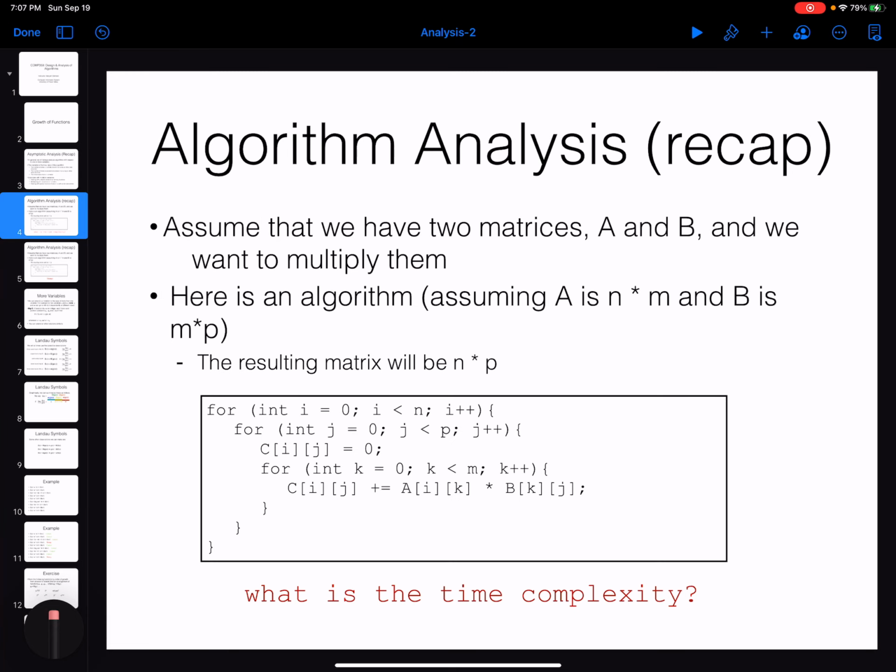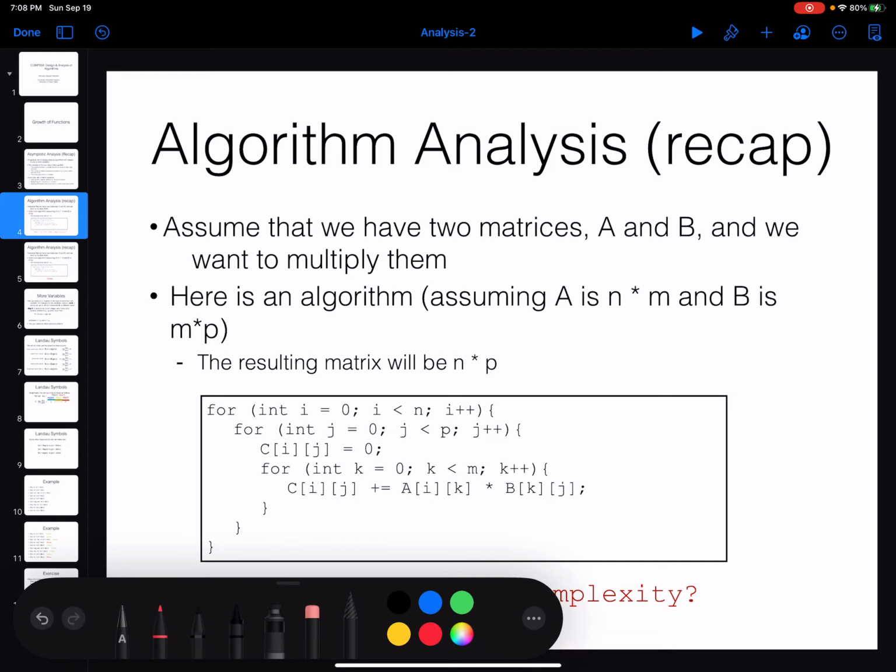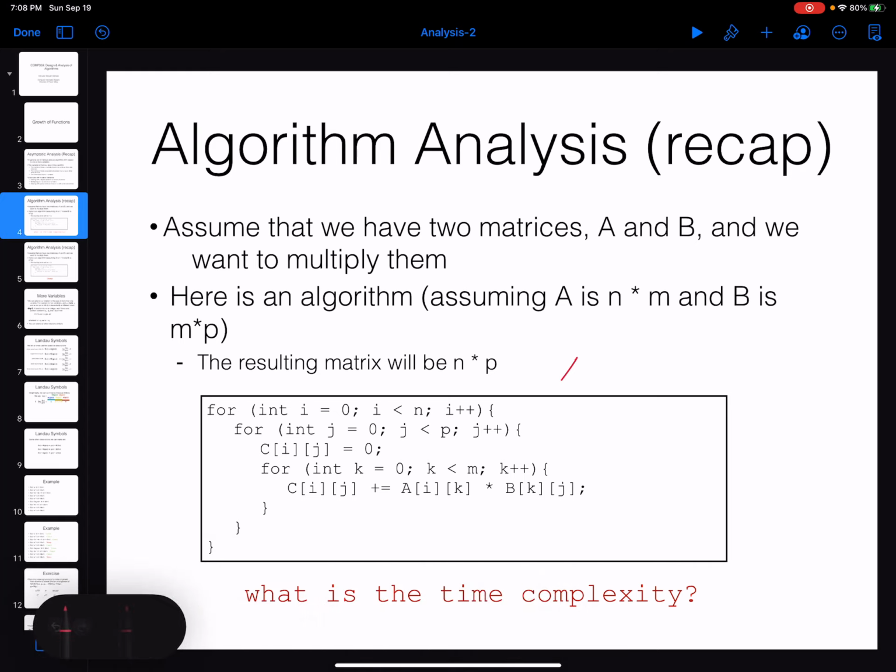Assume that I have two matrices of dimensions n by m and the other one m by p. I want to multiply these two matrices, right? So this simple algorithm shows you how to multiply two matrices of different dimensions.